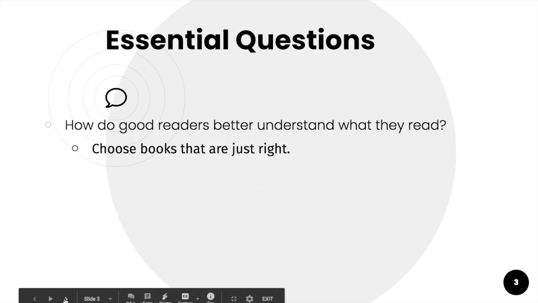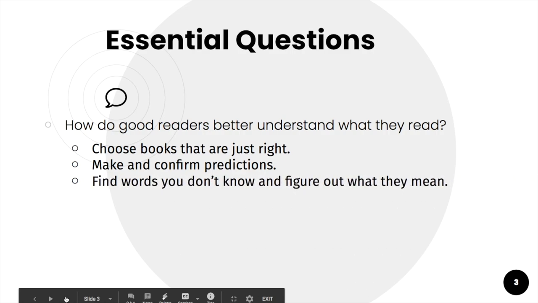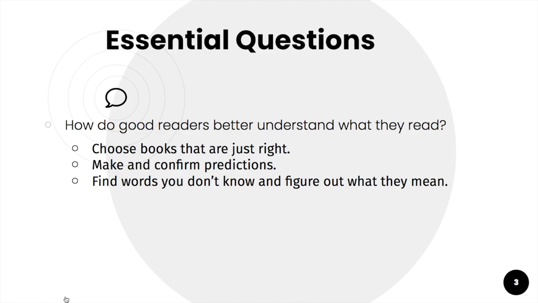We said that readers better understand what they read by choosing just right books, and we've talked about that using the five-finger rule. Also, making and confirming predictions, which makes it interesting to read a story. You predict what is going to happen, and read it to see if your prediction was correct or not. Also, finding words you don't know and figuring out what they mean. A lot of times, this is good for you to learn new vocabulary.